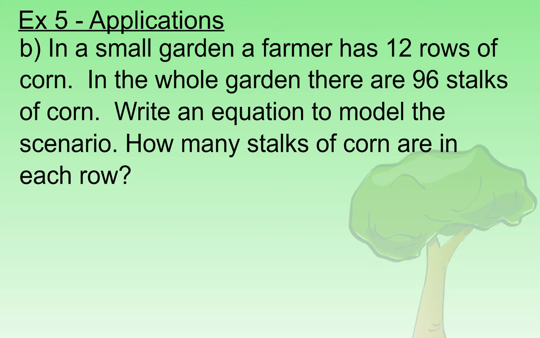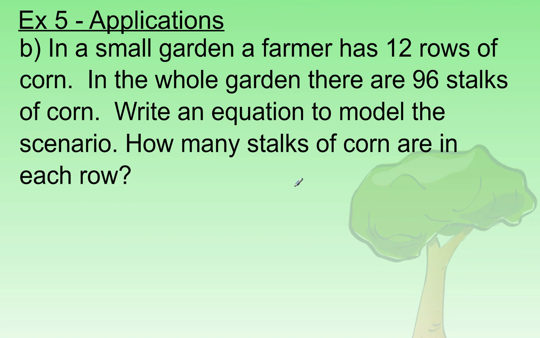Letter B. In a small garden, a farmer has 12 rows of corn. In the whole garden, there are 96 stalks of corn. Write an equation to model the scenario. How many stalks of corn are in each row?